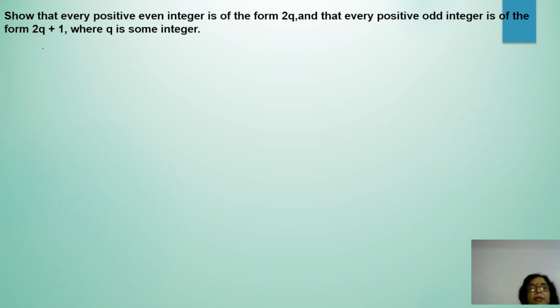Now, this is another application of Euclid's division lemma. Show that every positive even integer is of the form 2q, and every positive odd integer is of the form 2q plus 1. Now here, if we compare this with Euclid's division lemma, a is equal to bq plus r, where r is less than b and greater than or equal to 0. Here, if I make this divisor, which is b, as 2 and take any positive integer a, I can write 2q plus r.